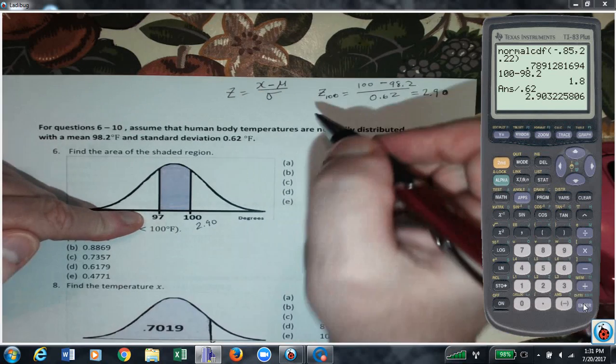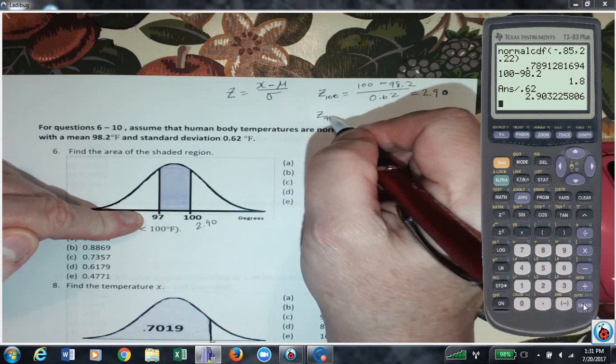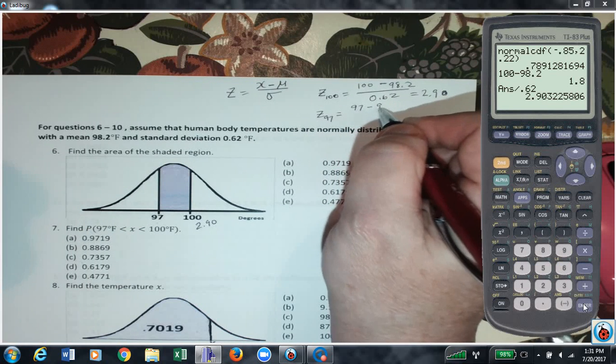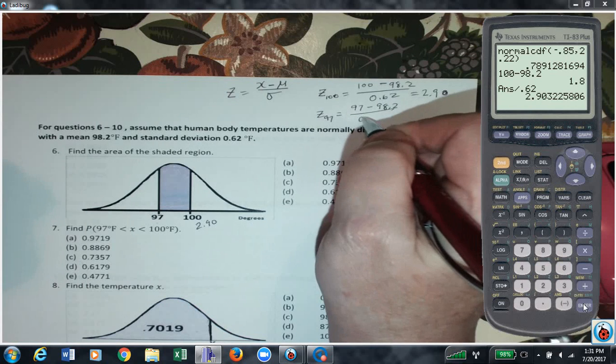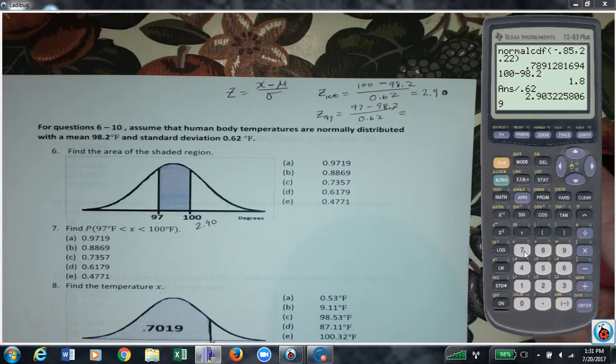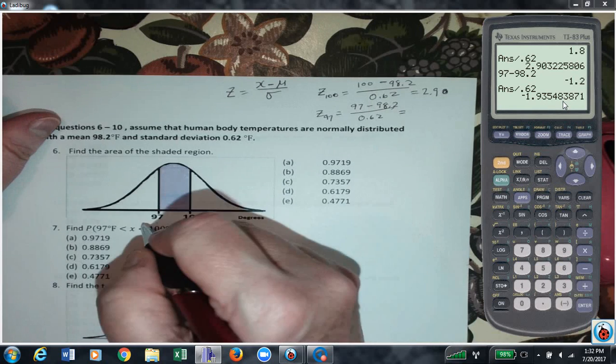Then I need to get this guy. What is the z-score for 97? Well, it's the temperature I want to convert, 97, minus the mean, all divided by the standard deviation. And I'll round that to 2 decimal places. So 97 minus 98.2, enter, then divided by 0.62. If I round it to 2 decimal places, this 5 is going to bump that up to a 4, so negative 1.94.